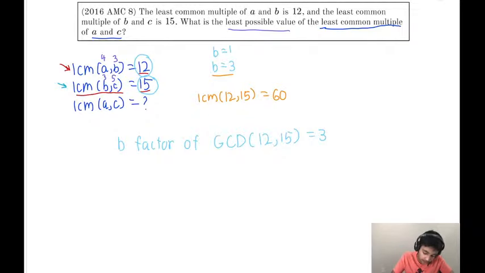And then we see the LCM of 4 and 5, or A and C, is just going to be equal to 20, which is clearly much smaller than 60. So our final answer is just going to be 20. And as you can see here, we just looked at the fact that B had to be a factor of the LCM of A and B, and a factor of the LCM of B and C, to find that we can just find the values of B and find that the LCM of 4 and 5 is 20.